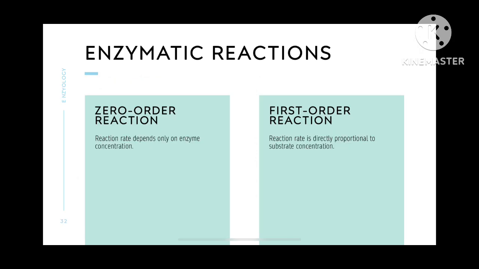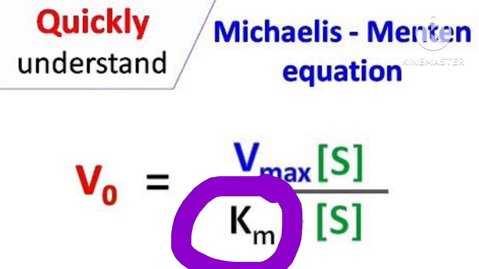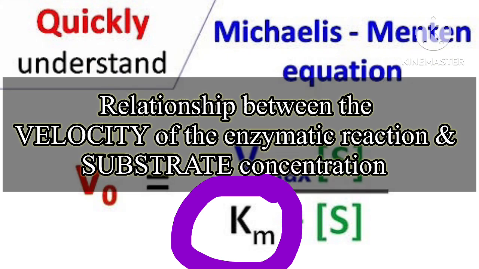Okay, you might be thinking, Miss, what do those letters represent? The Michaelis-Menten constant, class, is represented by a capital K and a small m. It's derived from the theory of Michaelis and Menten, which is a constant for a specific enzyme and substrate under defined reaction conditions and is an expression of the relationship between the velocity of an enzymatic reaction and substrate concentration.